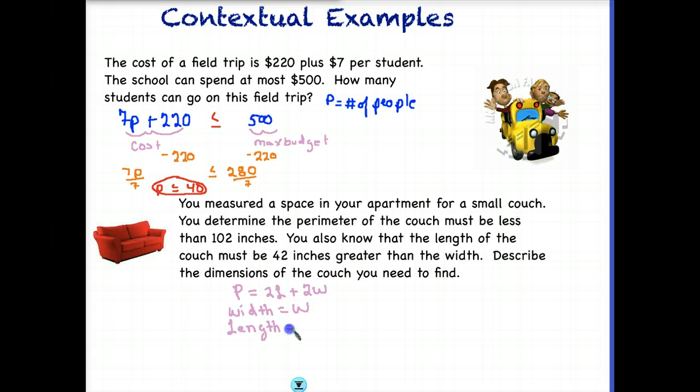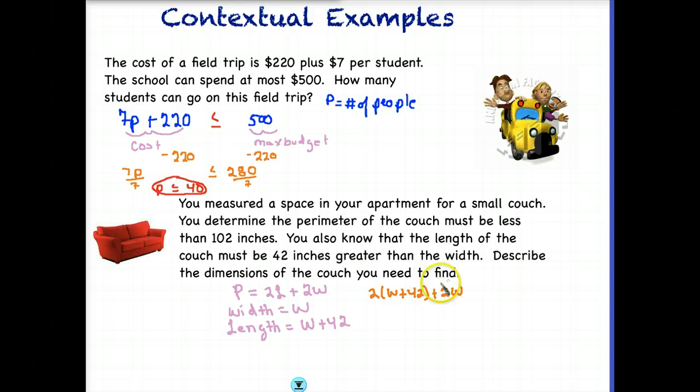Well, our length, they're telling us, is 42 inches greater than the width. So if we take the width and add 42, that would give us our length. Now we're in a good position to write out the perimeter. Well, the perimeter is 2 times the length. So let's do a 2 here. 2 times the length, which is W plus 42, plus 2 times the width, and we just said the width was W.